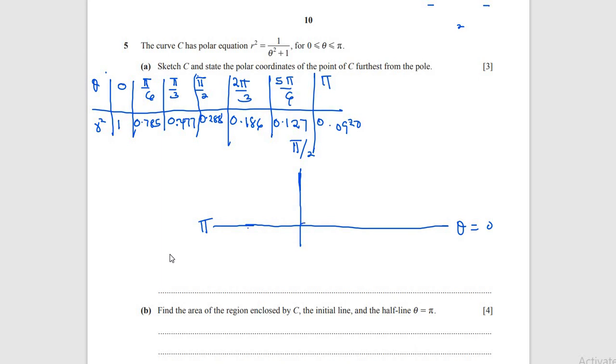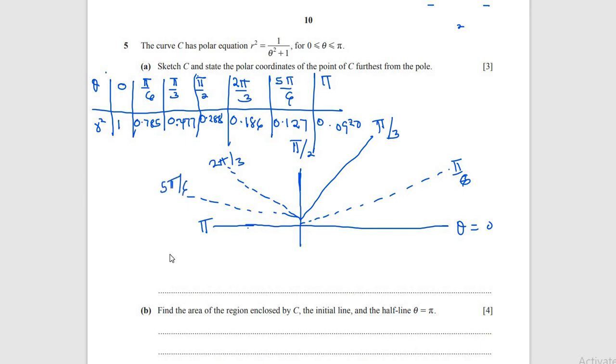Before pi over 4 is 30. Pi over 6, sorry, 30. After pi over 6, somewhere here will be 60. That's pi over 3. This is pi over 2. Somewhere here will be 120, 2 pi over 3. Somewhere here will be 150, 5 pi over 6, then 180.